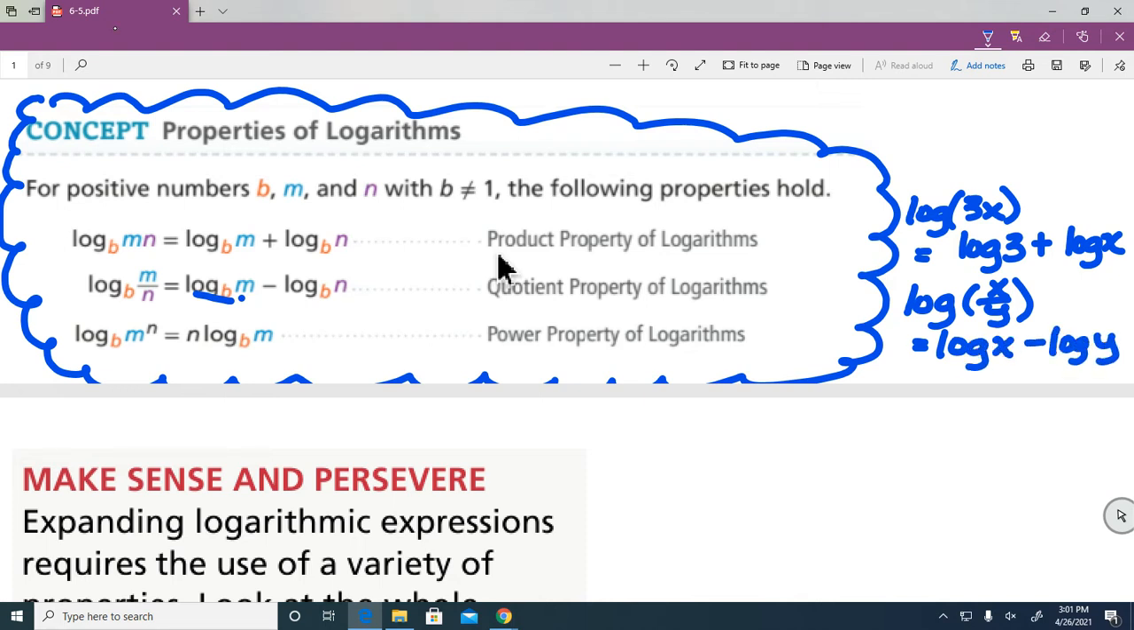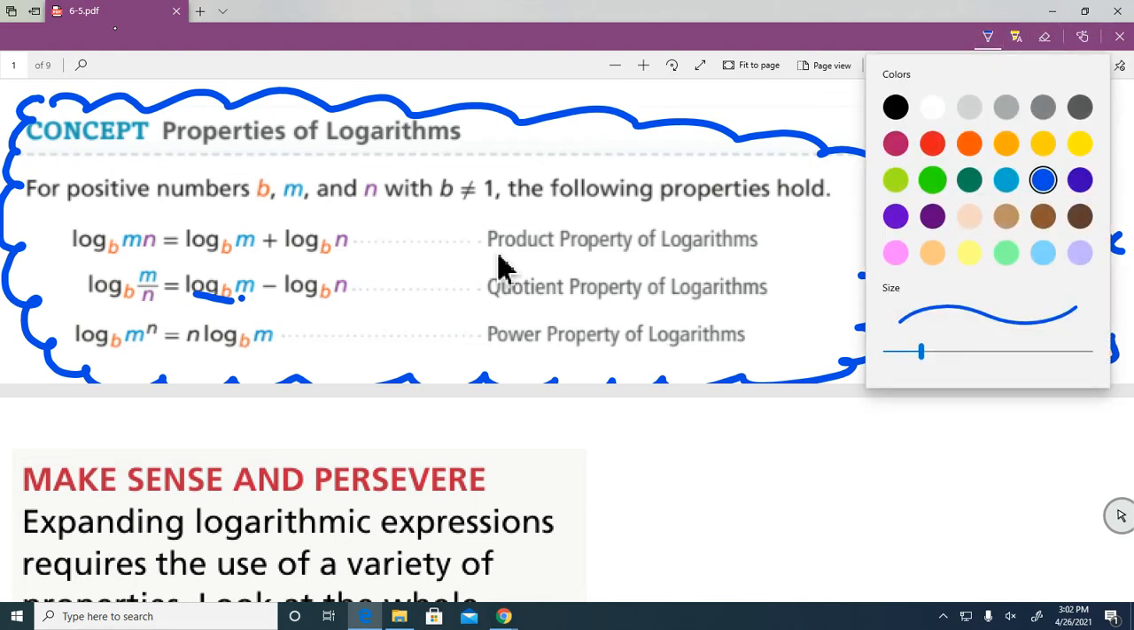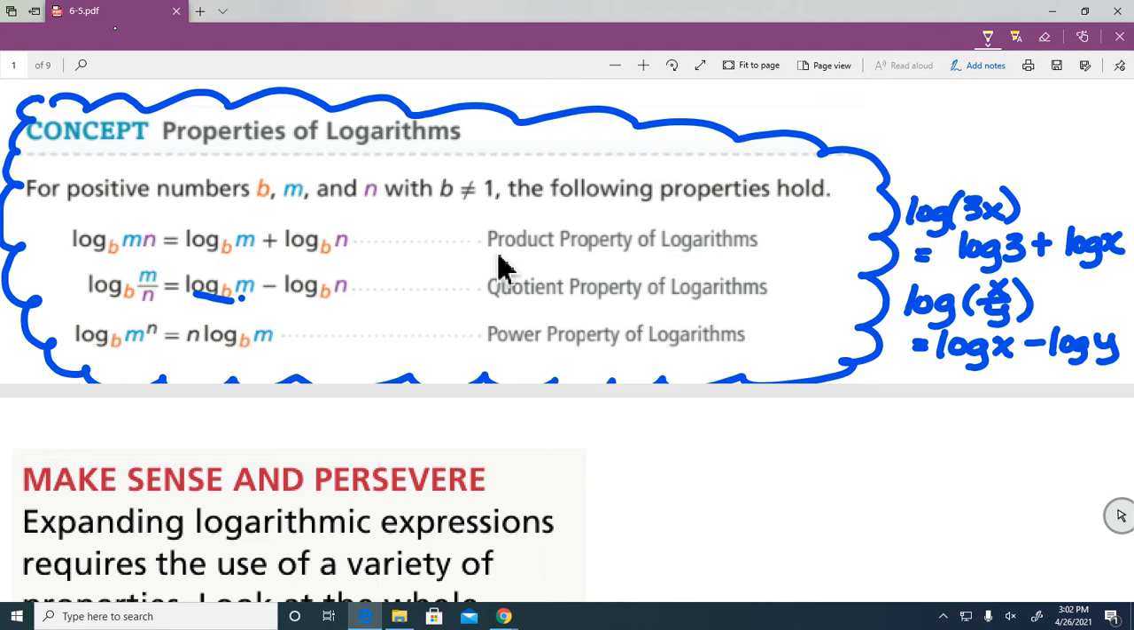The one thing you do have to keep in mind, though, when you're working on these is that the logs that you expand or condense them into need to have the same base. So make sure that you have the same base whenever you divide the logs into multiple expressions.